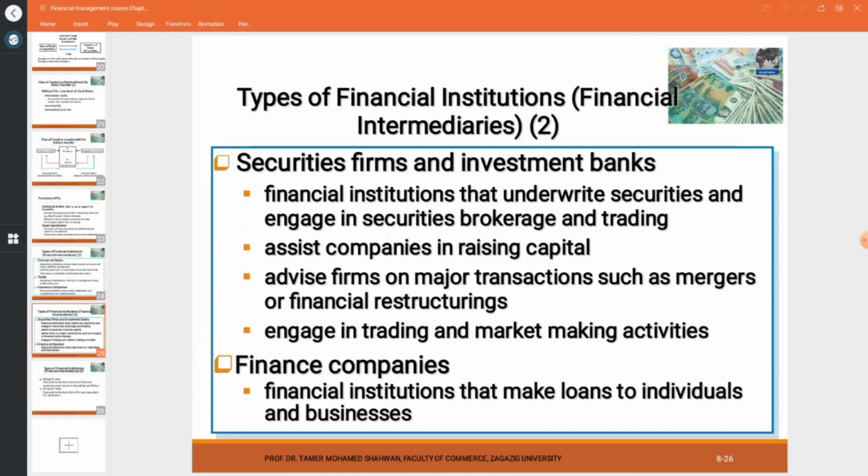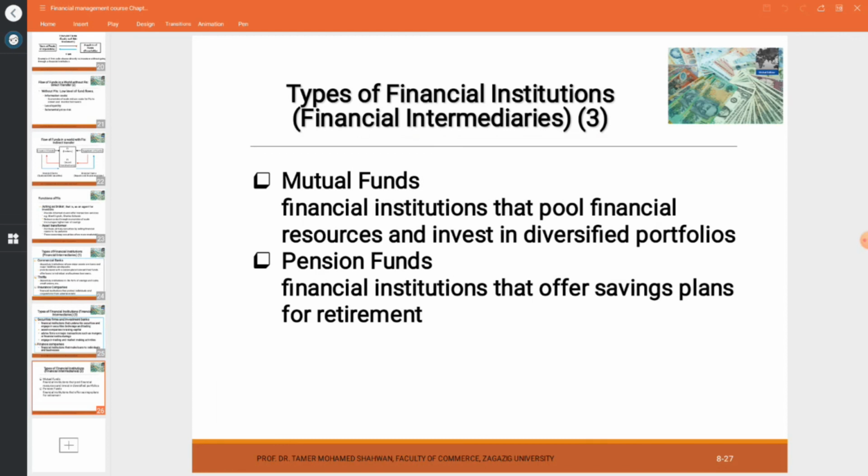Another form of financial institution is finance companies, which make loans to individuals and businesses. Finally, we have mutual funds and pension funds. Mutual funds are certain types of financial institutions whose main purpose is to pool financial resources and invest in diversified portfolios. Pension funds, another shape of financial institutions, offer saving plans for retirement.